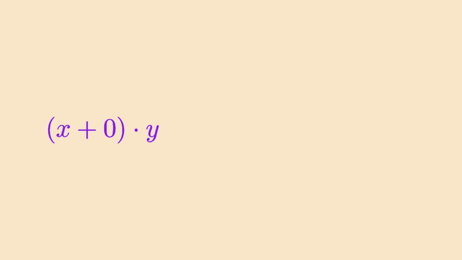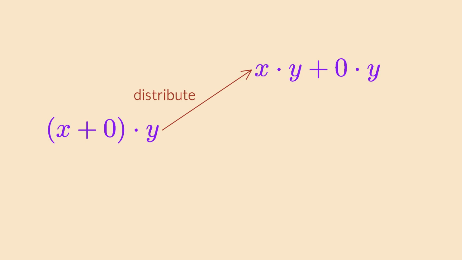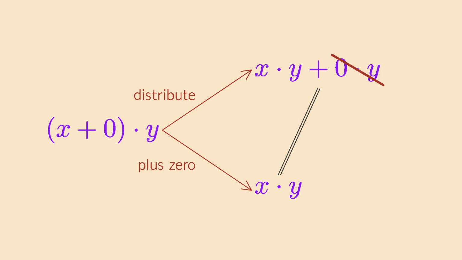Start from an expression of the form x plus 0 times y. After we apply distributivity, we get an expression with two terms. But we could also start by applying the definition of 0 as the neutral element for addition. This makes the 0 disappear in the original expression, leading to a result with only a single term. These two results have to be equal to each other, no matter which values for x and y we pick. So the second term, 0 times y, must disappear for any value of y. That's why 0 must have the property that whatever you multiply it with, the result must be 0.